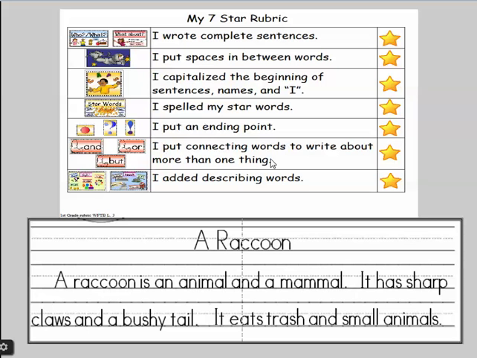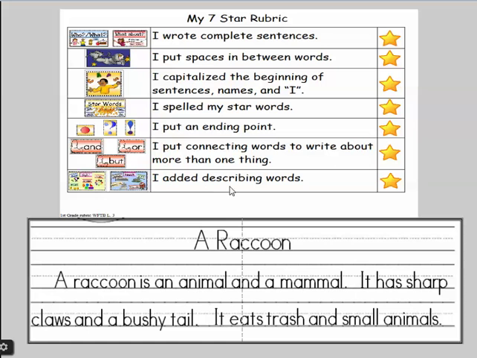I put connecting words to write about more than one thing. The connecting words that you can use are and, or, but. I used and on the first sentence, and on the second, and on the third. So I could check that one off.